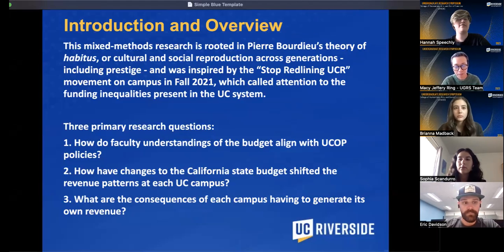The second is, how have changes to the California state budget shifted the revenue patterns at each UC campus? This is kind of a historical one. I'm going to be talking about historical factors and moving from the past to the present. And the third, which is kind of up for discussion using both of those research questions, is what are the consequences of each campus having to generate its own revenue?